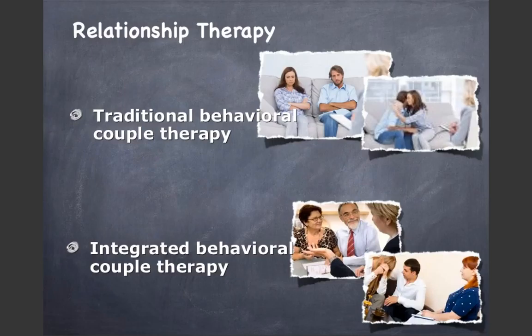Now the third class of therapy is relationship therapy, and it attempts to involve patients' interpersonal relationships or create new relationships to support patients' efforts to address psychological problems. Now, there are two forms we'll touch on on this slide. The first is traditional behavioral couple therapy, which focuses on behavior change. You observe interactions to assess the accuracy of complaints.